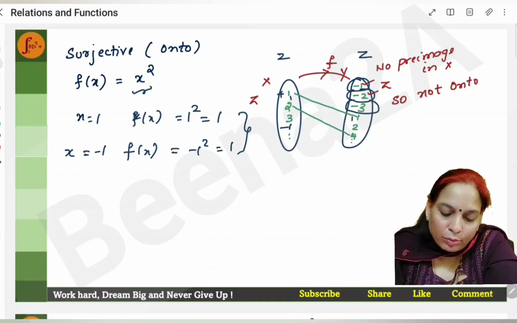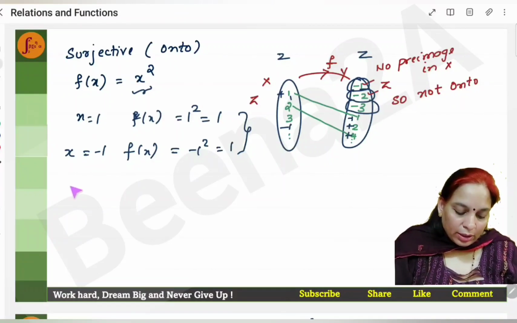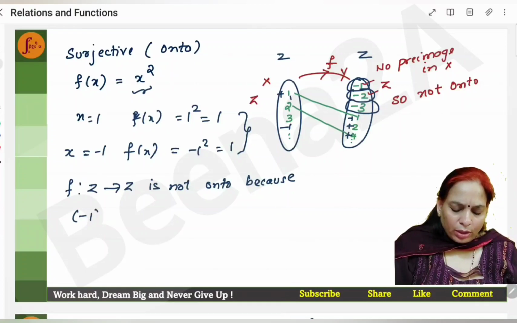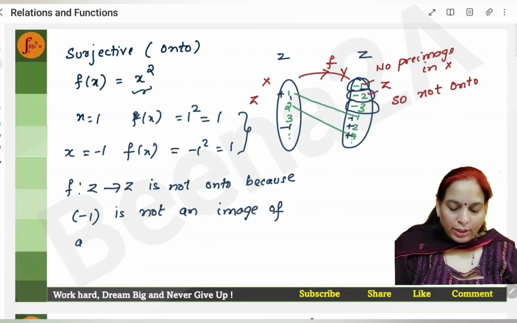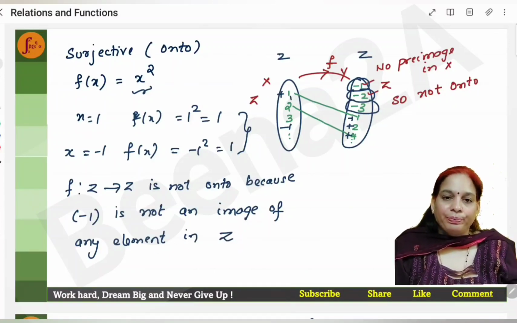It will always be plus 1, plus 2, plus 4. It will always be positive numbers. I will never get negative numbers because they can never become images of any element in this set. So I can say the function from Z to Z is not onto because minus 1 is not an image of any element in Z.